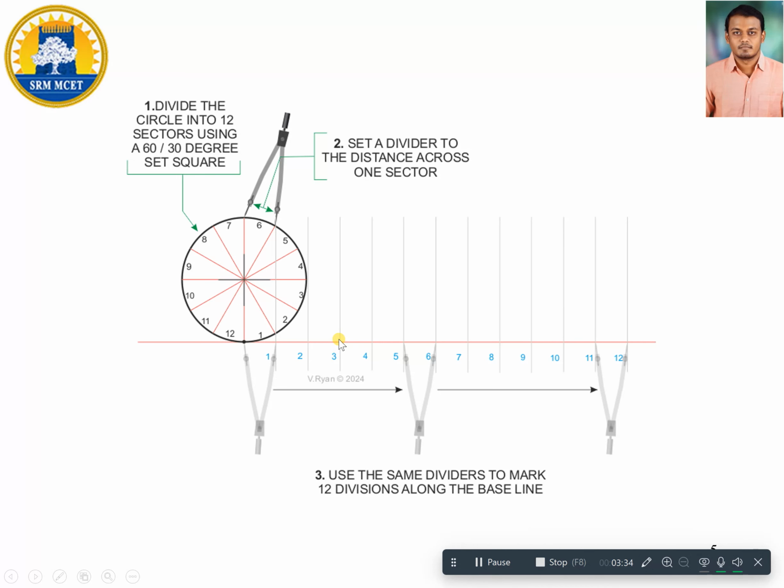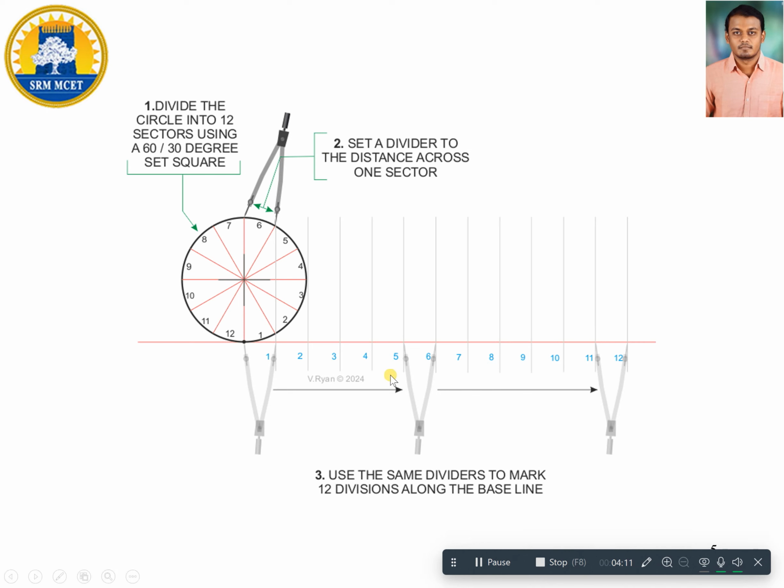Then after dividing this, we need to draw the baseline. The baseline is nothing but a generating line. The dimension of this baseline will be equal to the circumference of this circle. If we open the circle, we will find that the dimension of the baseline and the circle circumference will be equal. Therefore, this baseline or generating line will be equal to pi into d, which is the circumference of the circle. For example, if the diameter of the circle is 50 mm, then the length of the baseline will be equal to pi into 50.